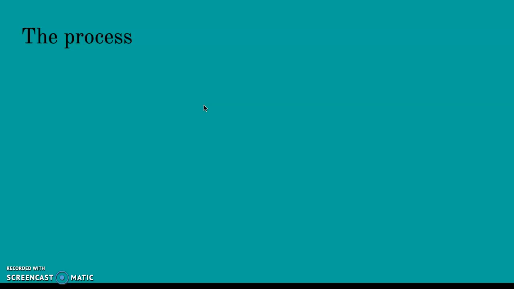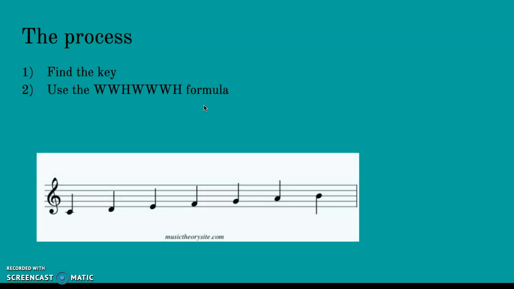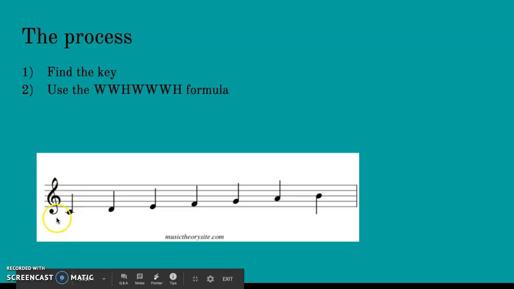This is the actual process. So when we get a piece of music, first we find the key, and then we use the formula. So, for example, you're given this key signature. There's nothing in the key signature, which means it's C major. So we're going to start, since it's in C major, the note we're going to start on is C.